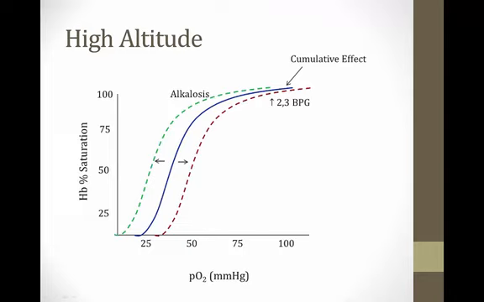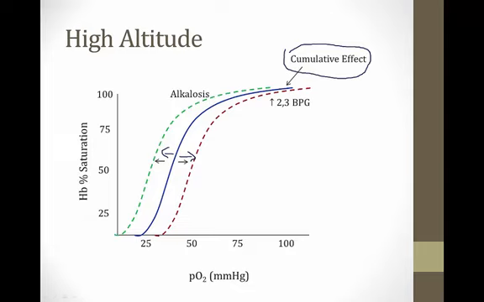So suppose that the blue line here is the normal oxygen hemoglobin dissociation curve. Well, the alkalosis is going to tend to shift it to the left, like to this green dashed curve I've shown right here. However, the higher levels of 2,3-BPG are going to shift it to the right, like this red line here. So the cumulative effect is that you're going to end up right back where you started from, as a blue line in the middle.